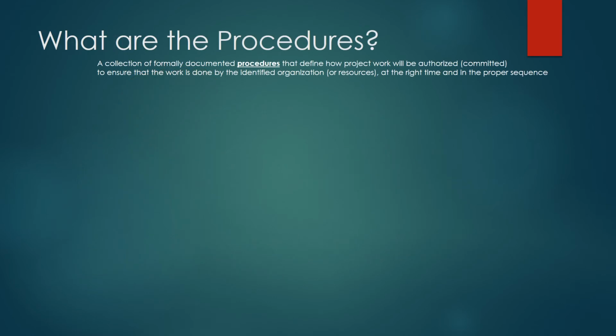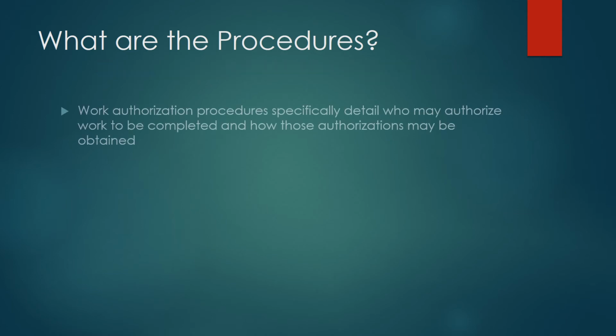Now, remember in the definition, we talk about procedures, right? And I repeat the definition here: a work authorization system is a collection of formally documented procedures that define how the project work will be authorized to ensure that the work is done by the identified organization at the right time and in the proper sequence. What are these procedures? What are we talking about when we say a procedure? So let's look into that.